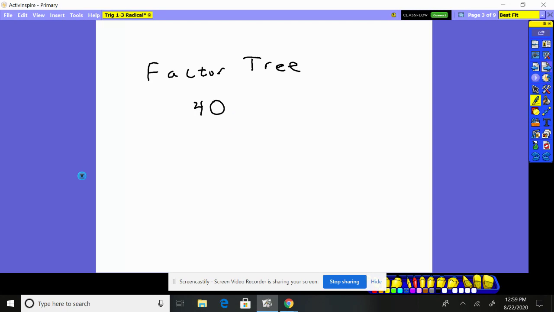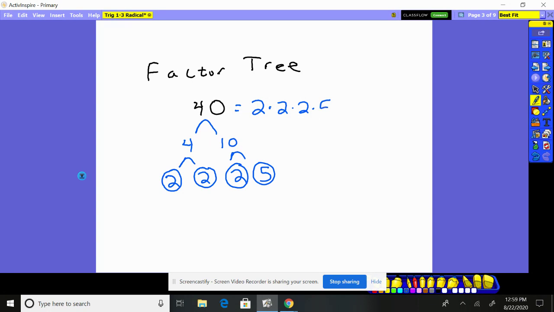Let's take 40. If we take 40, I'm going to start with 4 times 10. You could use any two numbers that you can think of that multiply together to give you 40, other than 1 and 40. So we're going to break 4 down: 2 times 2. Those are prime numbers, so they can't go any further. 10 is going to break down to a 2 times 5, prime and prime. So 40 is 2 times 2 times 2 times 5. Now, yes, that's 2 to the third power times 5, but we're going to want to write it like this, as we're going to see in a minute. So we use a factor tree to get the prime factorization of the number.